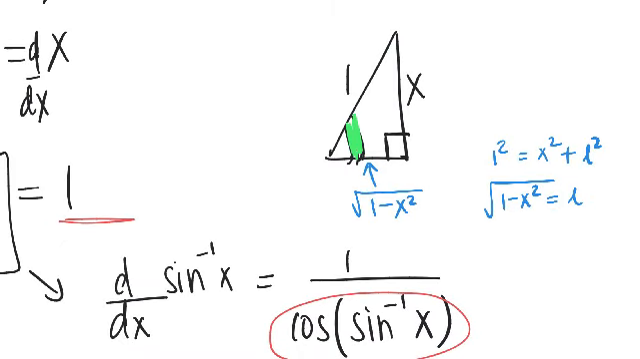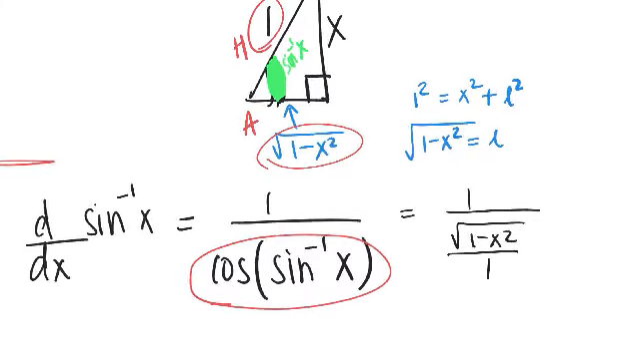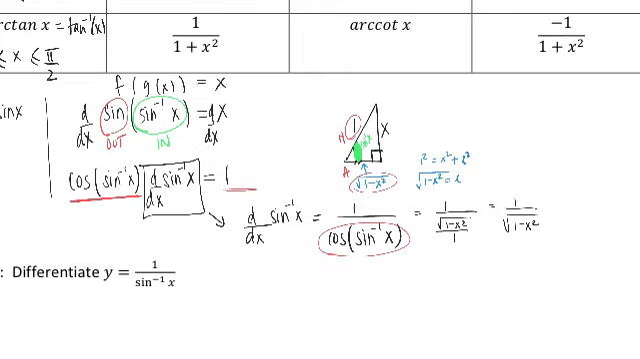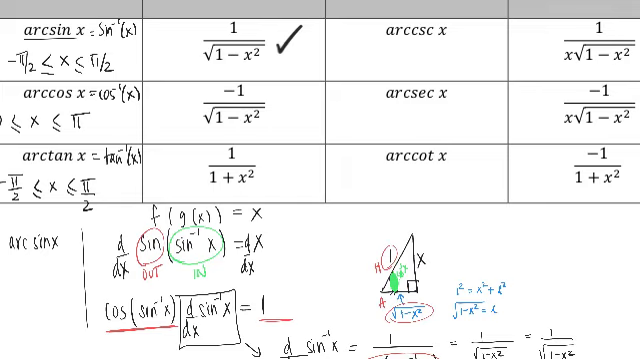Now if we remember what sine inverse means, sine inverse of x means the angle whose sine is x. So this angle is sine inverse of x. And if we're taking cosine of that angle, then that just means adjacent over hypotenuse, which would be rad 1 minus x squared over 1. So this whole thing in the denominator is just rad 1 minus x squared, which means we've just proven that the derivative of sine inverse of x is equal to 1 over rad 1 minus x squared, which is the first formula in our table.